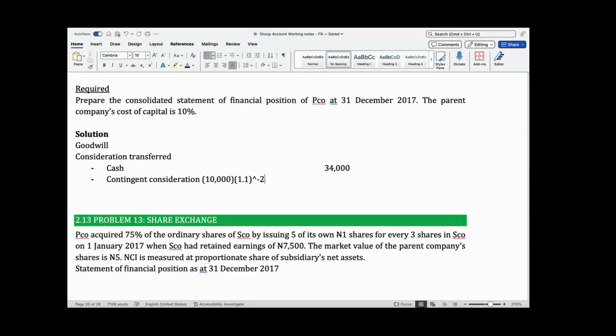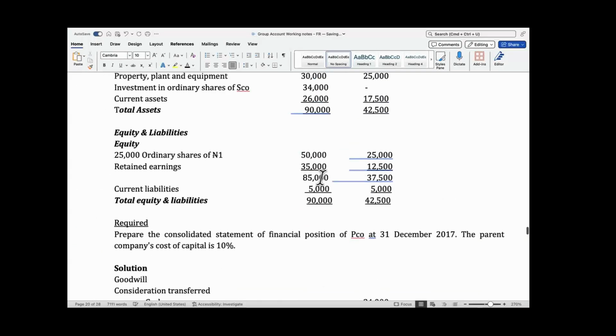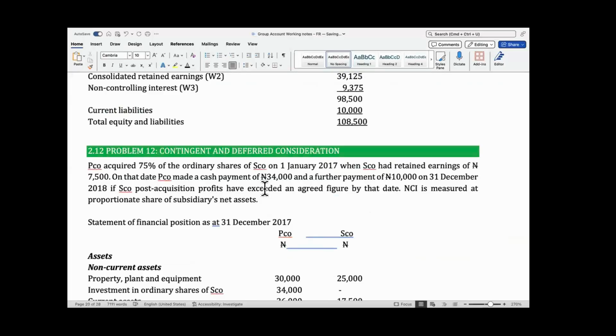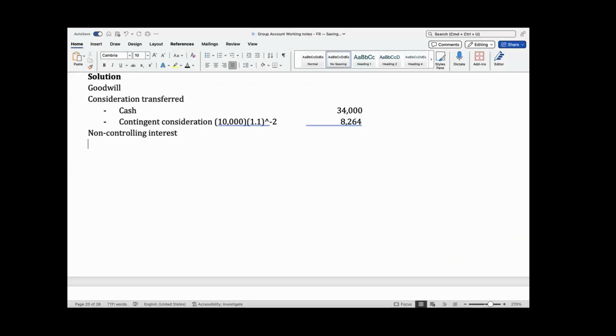0.8264. Multiply by 10,000. That gives 8,264. Now then we can consider NCI. NCI, is it proportionate share? Yes, it's proportionate share. So let's determine the net assets acquired, then we come back to that.